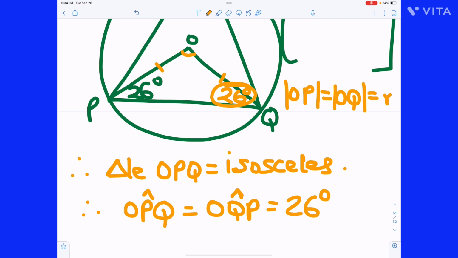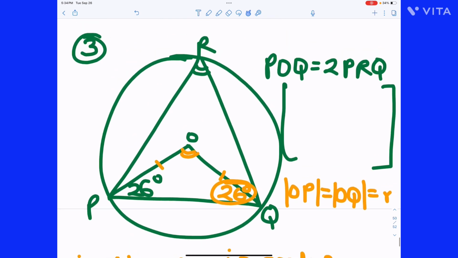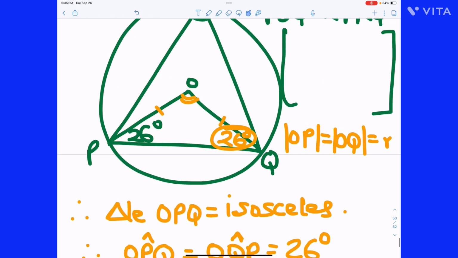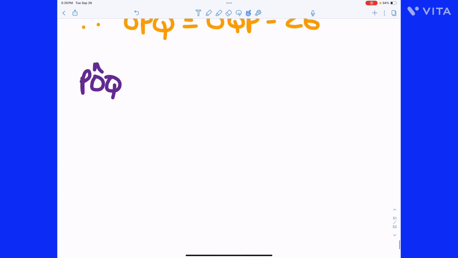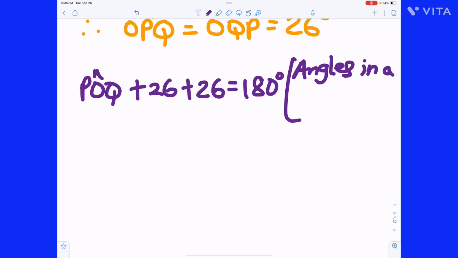Are you getting it? Now, if we want to find POQ, it's very easy because we now know two of the angles in the triangle. Let's go ahead and get POQ. So POQ in this triangle plus 26 plus 26 will give us 180 degrees, because there are three angles in a triangle. Can you see that? That's the sum of angles in a triangle.